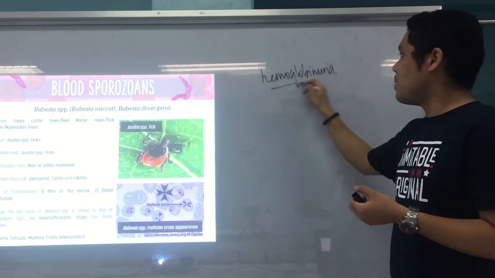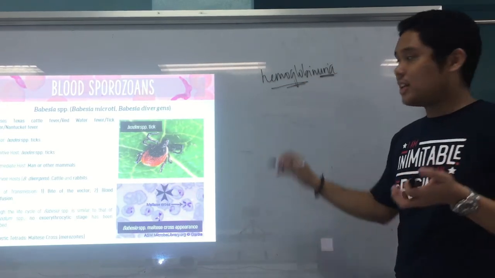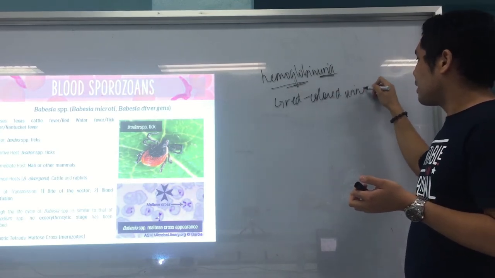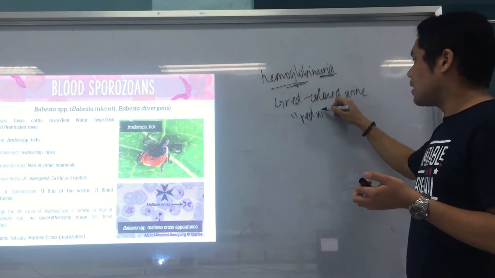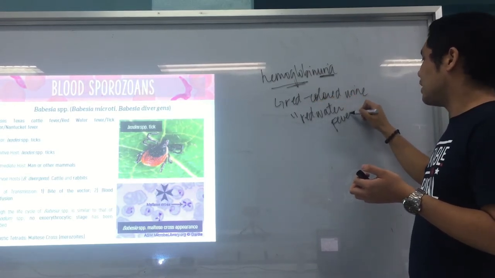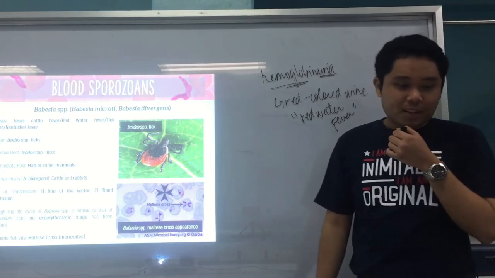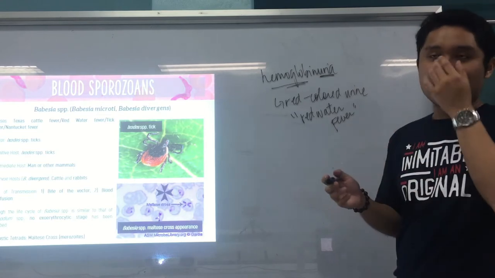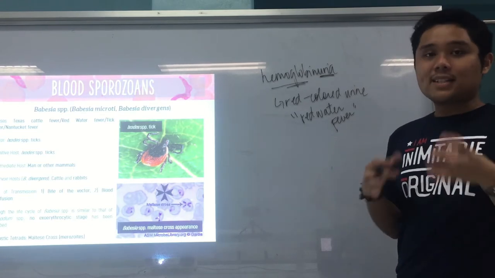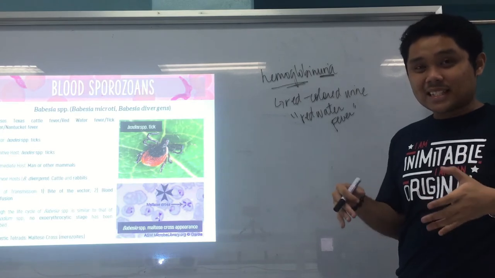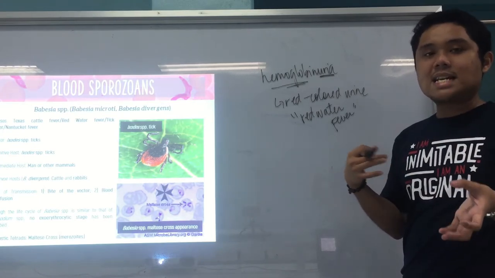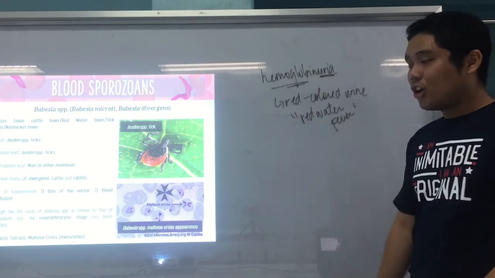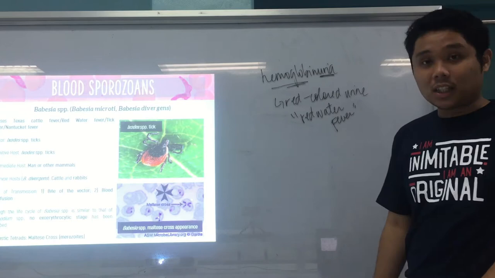Hemoglobinuria, or hemoglobin in your urine, causes a red color urine. That's why it's known as red water fever. Because of intense hemolysis, the RBCs lyse, hemoglobin is released in the system, and then filtered in the kidneys and released in the urine, which gives the urine a characteristic red color. That's why it's called red water fever.